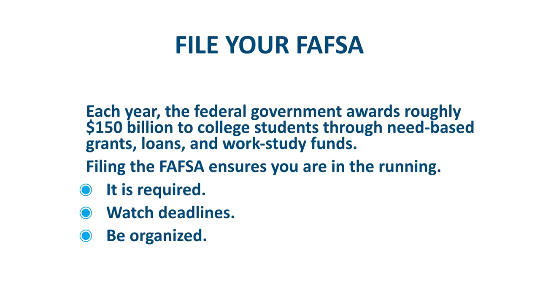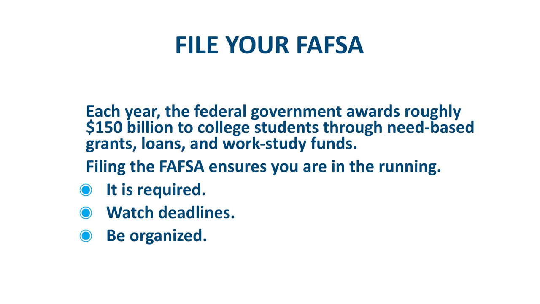More words on the FAFSA. The federal government is awarding roughly $150 billion to students in terms of grants and loans and work-study funds. In our previous video on understanding the types of aids available, you will learn how to decipher between grants, which is free money, loans, which is money that you have to pay back with some interest, and work study. That is money that you get in exchange for working on campus.